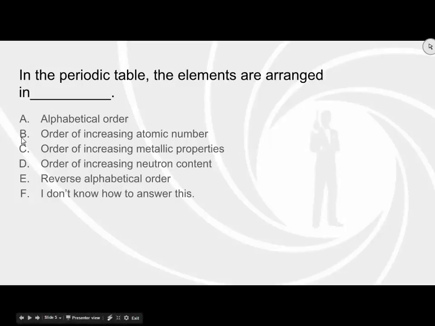The answer should be B, by atomic number. So hydrogen is 1, helium is 2, lithium is 3, and so on. So we arrange them by their atomic numbers.